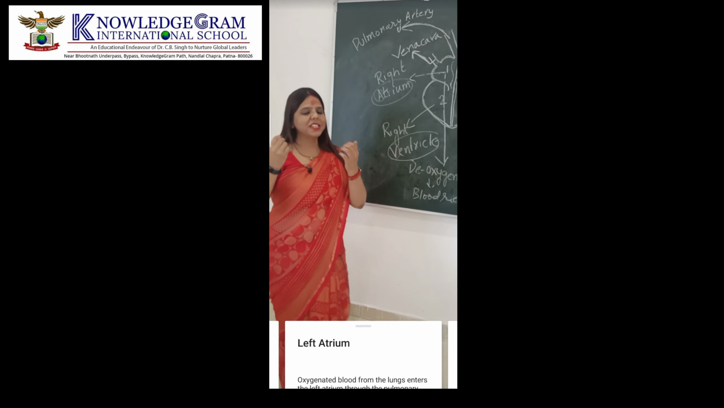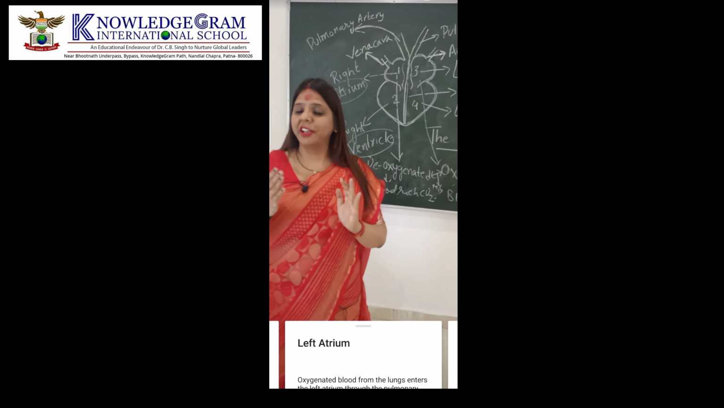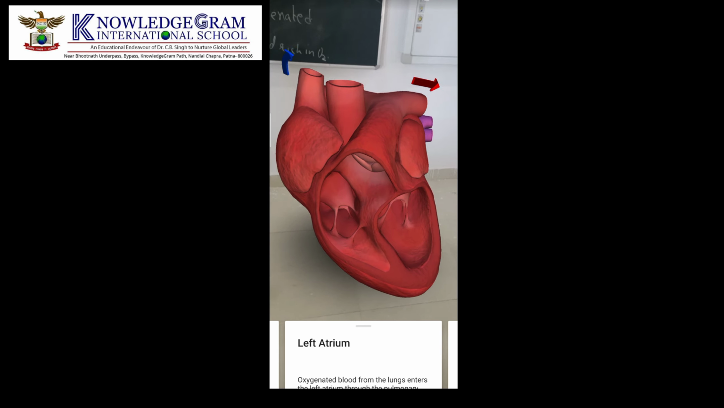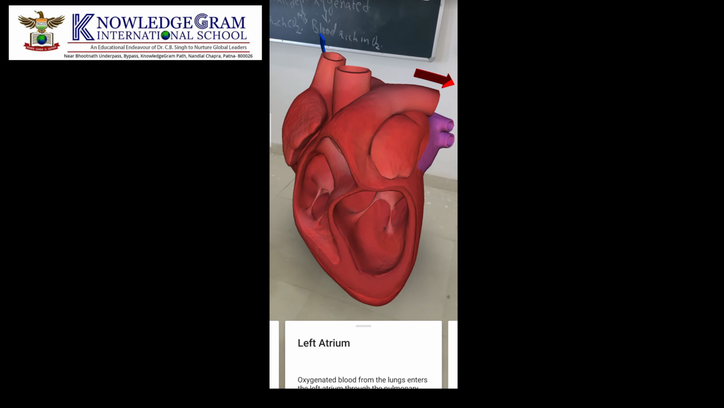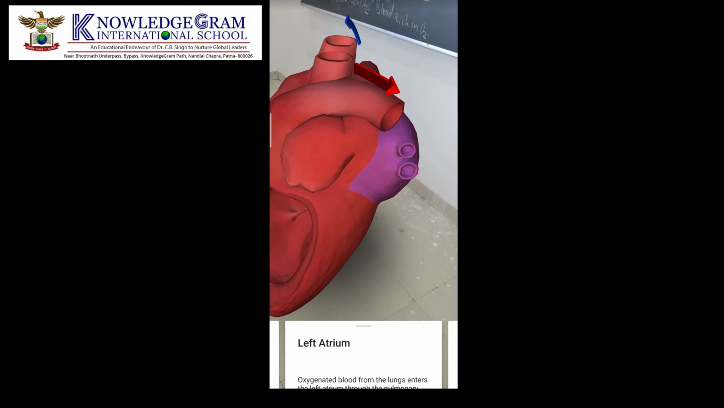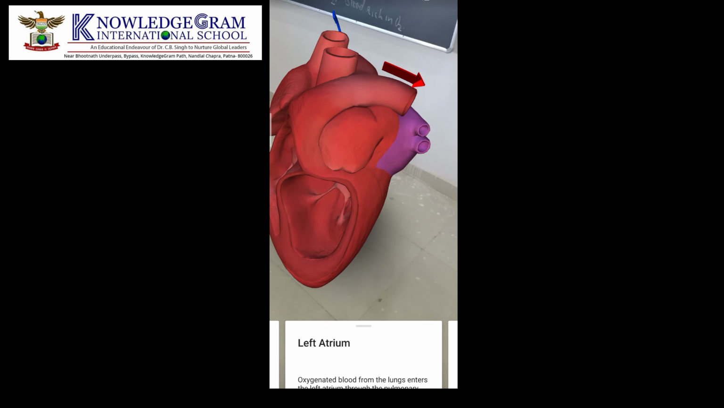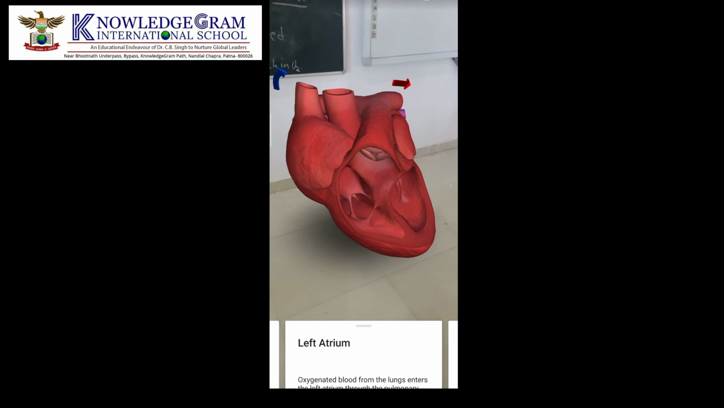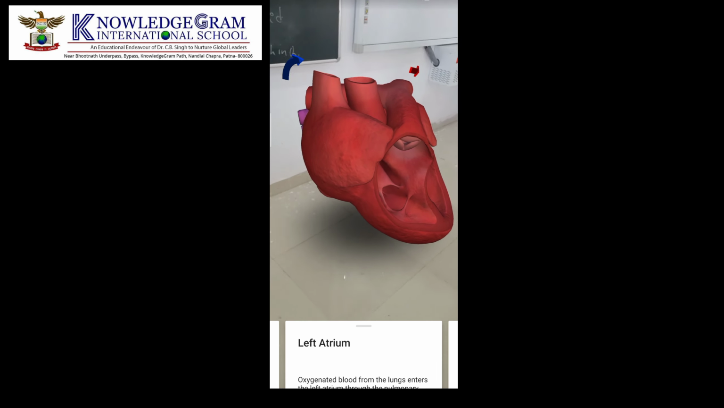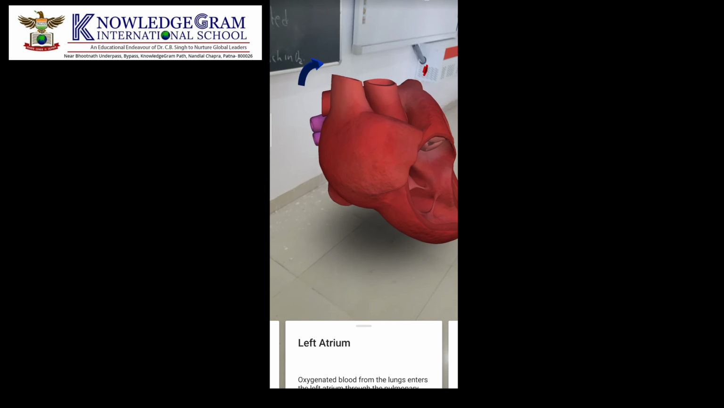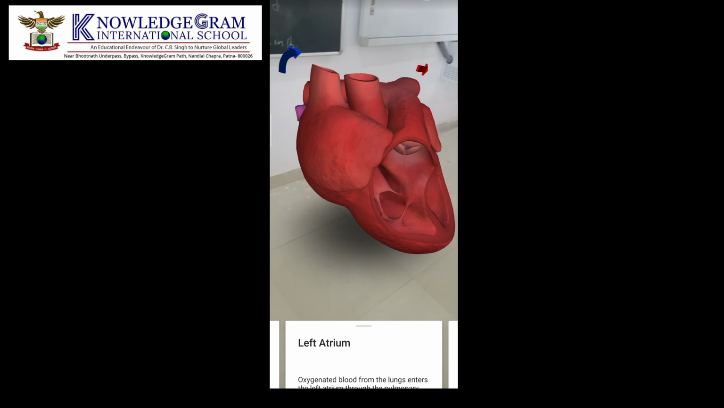Now we will discuss the left atrium. Atrium is starting with the letter A, so it will be which chamber? Upper chamber. And since it is present on the left hand side, it will be called left atrium. Clear, my dear students? Why is it left atrium? Because it is an upper chamber and placed towards the left hand side of the heart. So it is called left atrium, and this is the real view of the left atrium.